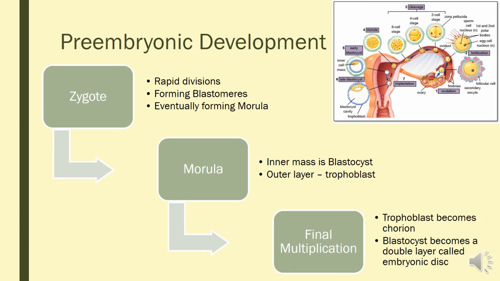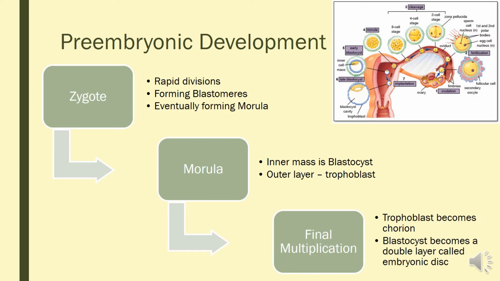These are all held together by the zona pellucida. The zygote is called a morula once there are around 12 to 16 blastomeres. Once the morula enters the uterus, there are some changes that occur. A central cavity forms inside the morula, and this cavity contains a mass of cells called the blastocyst.